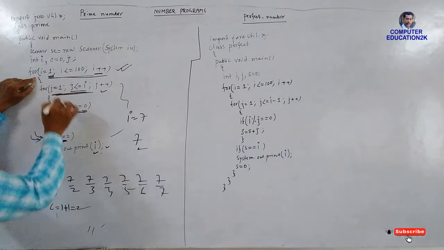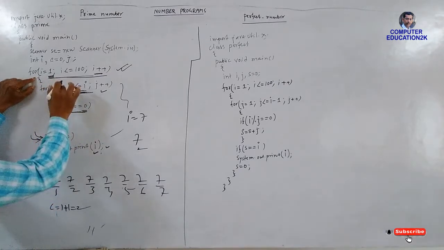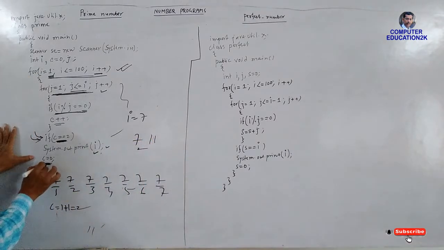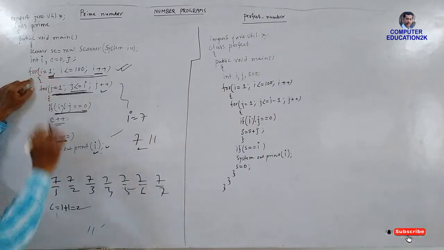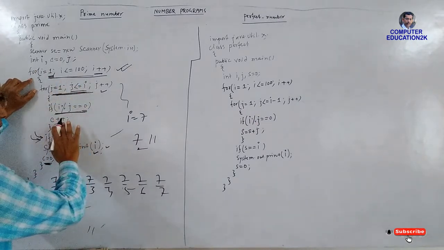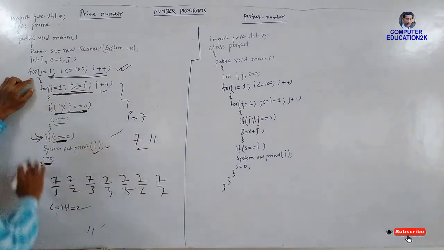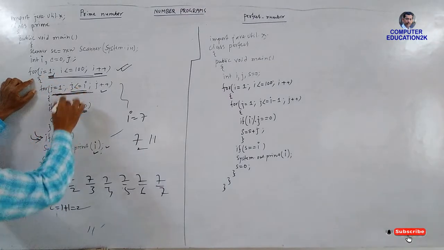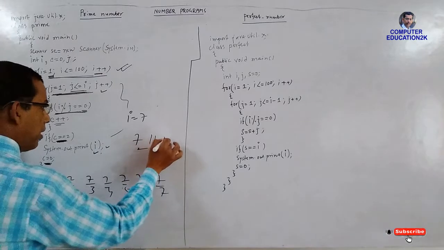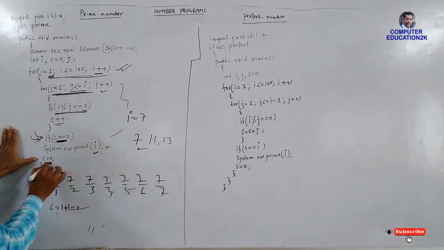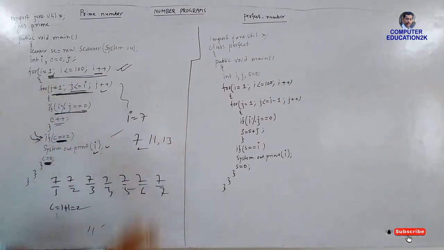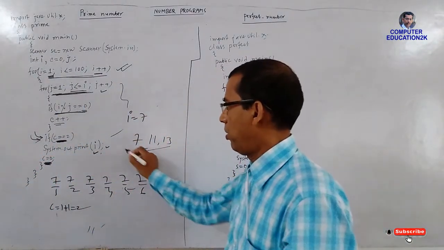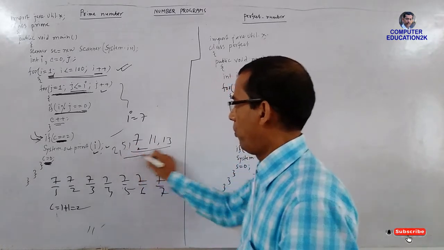Again I will be 11. Again 11 will be checked here. 11 is prime number. Then 11 will be printed. Then C will become 0 for the next number. Again now I will become 12. 12 is not prime number. It will not be printed. Then next number will be 13. Again 13 is prime number. It will be checked here and 13 will be printed. Then again C value will become 0 for the next number, and this way all the prime numbers will be printed here from 1 to 100.